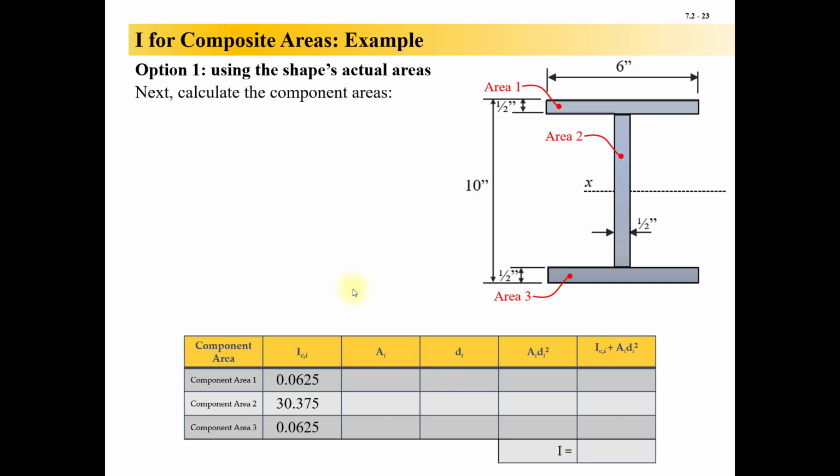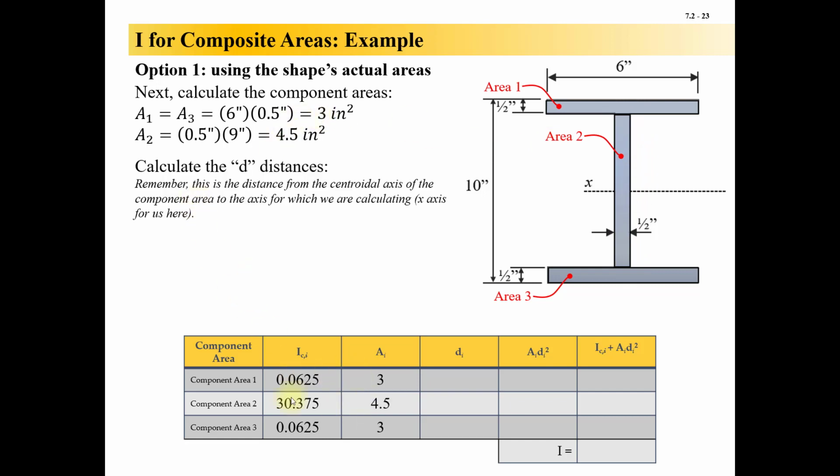Now let's calculate the areas, because that's the second column here. So area 1 and 3 are each 6 times 0.5, or 3 square inches. And the second one is 0.5 inches times 9 inches tall, or 4.5 square inches. Okay, so that's all pretty easy.